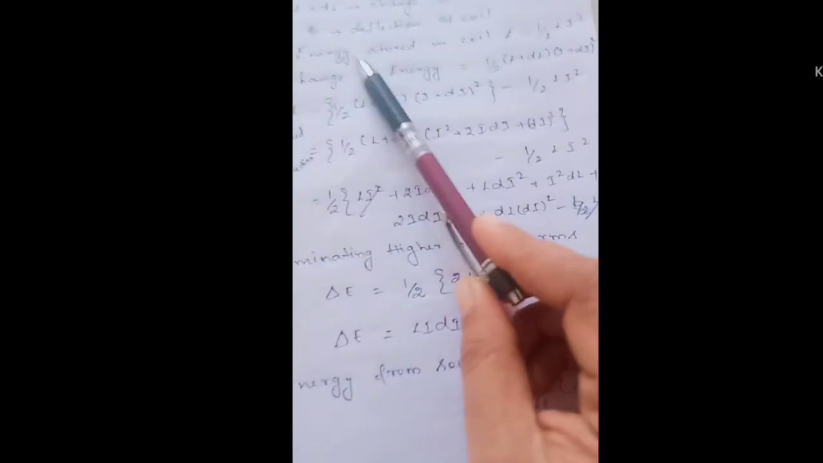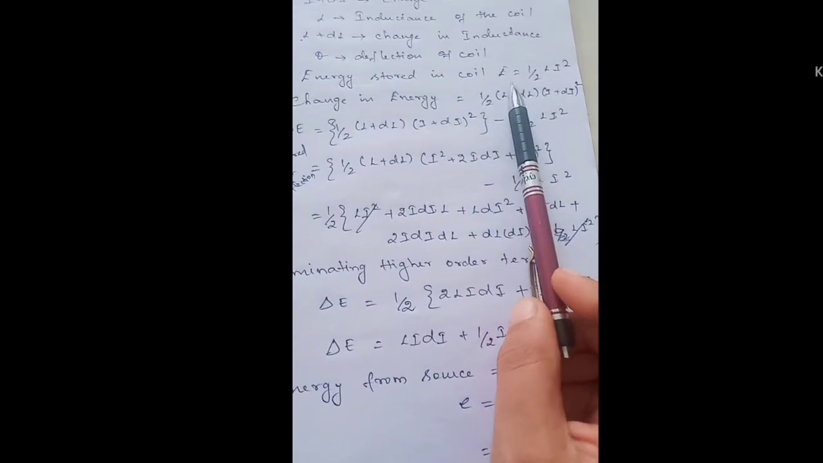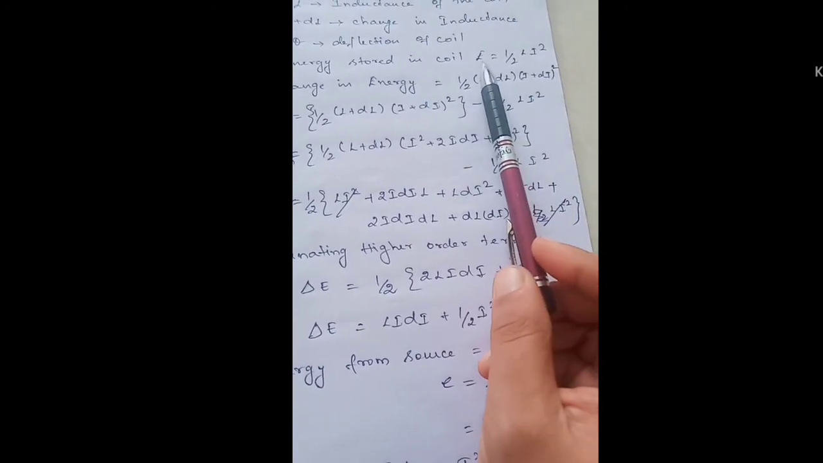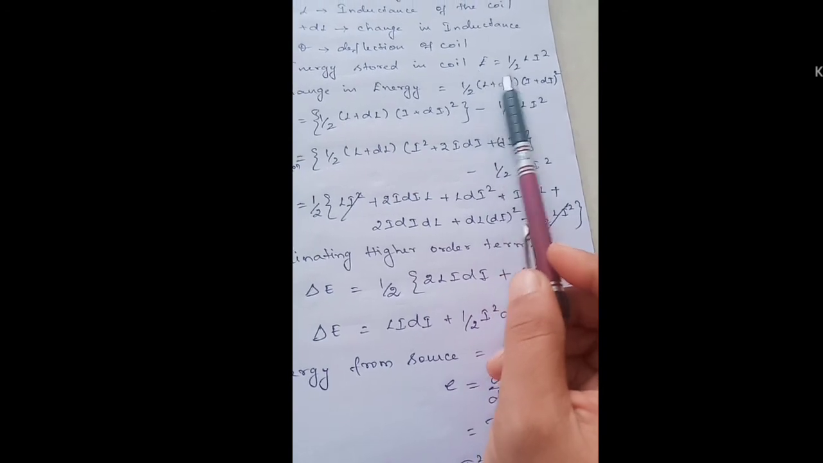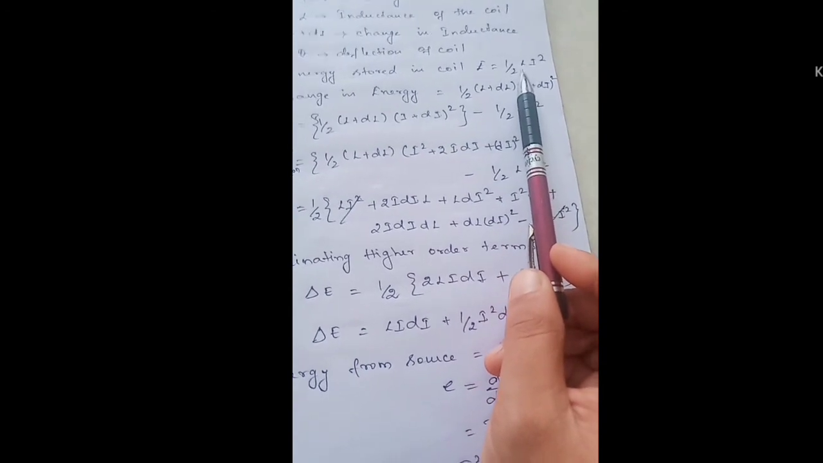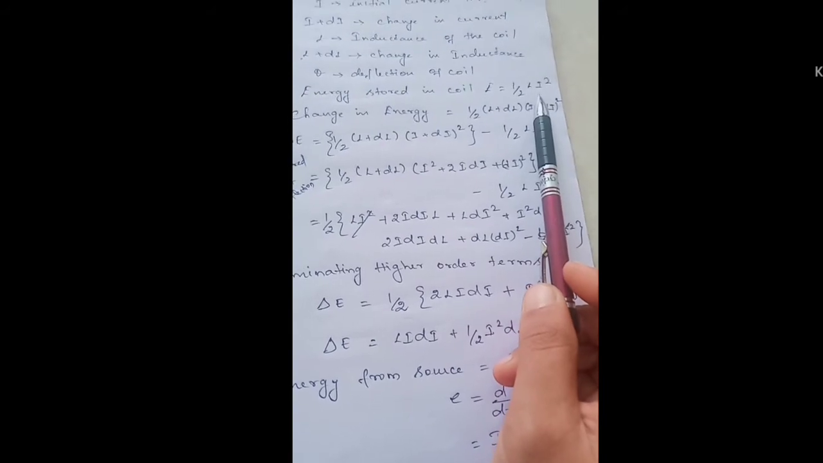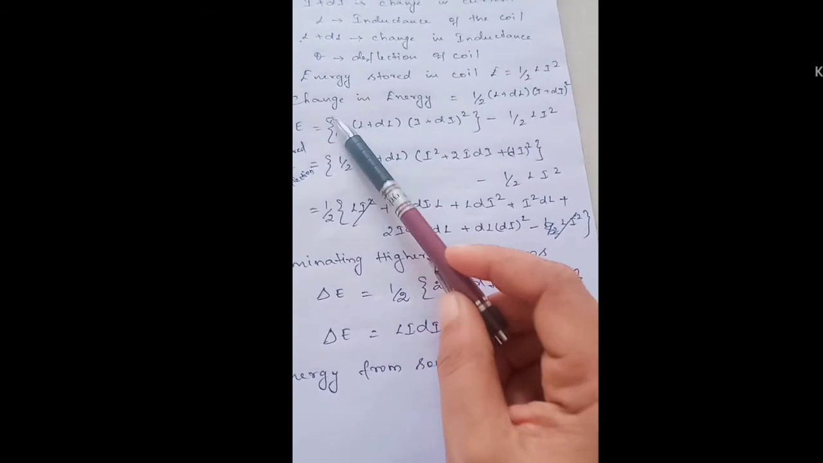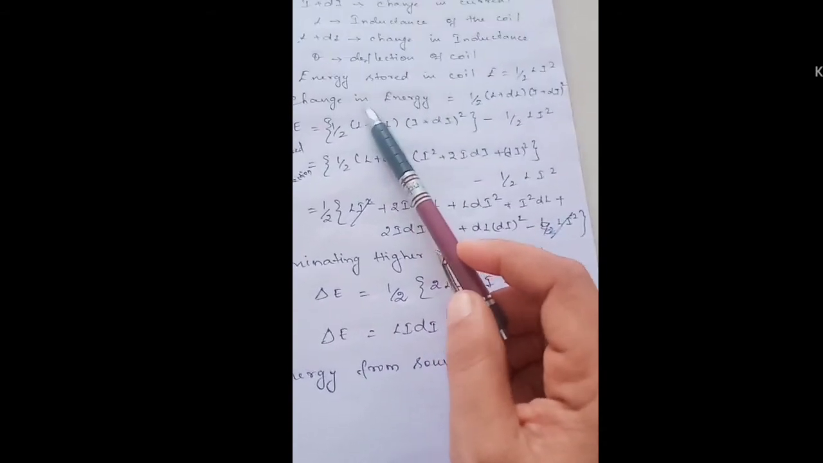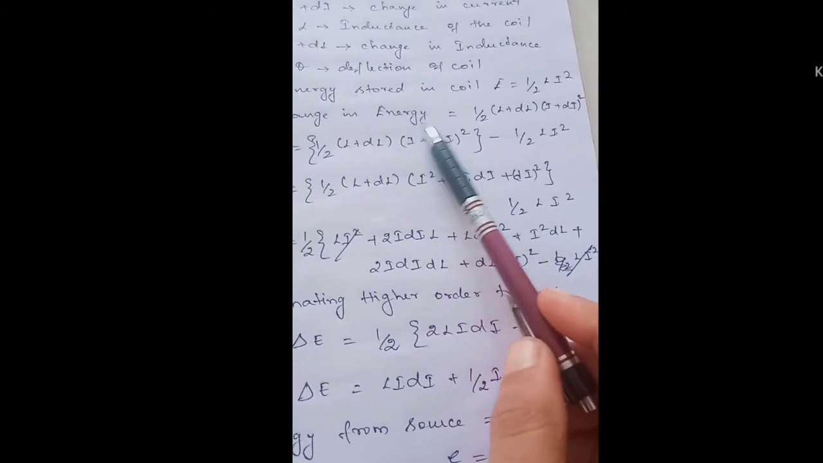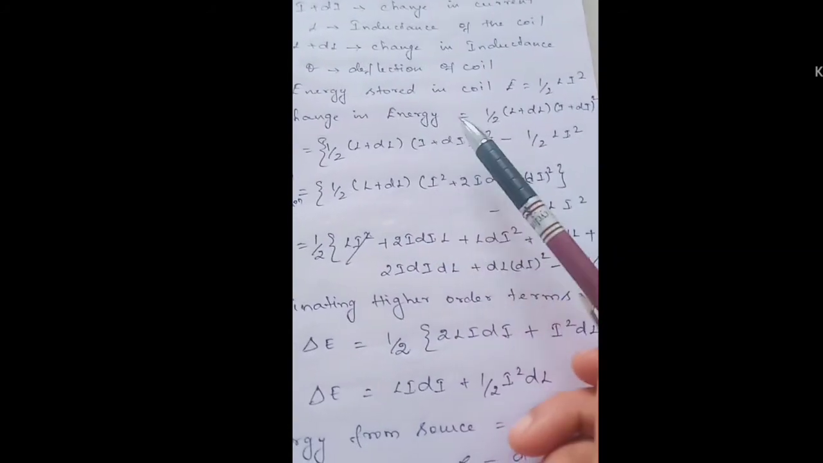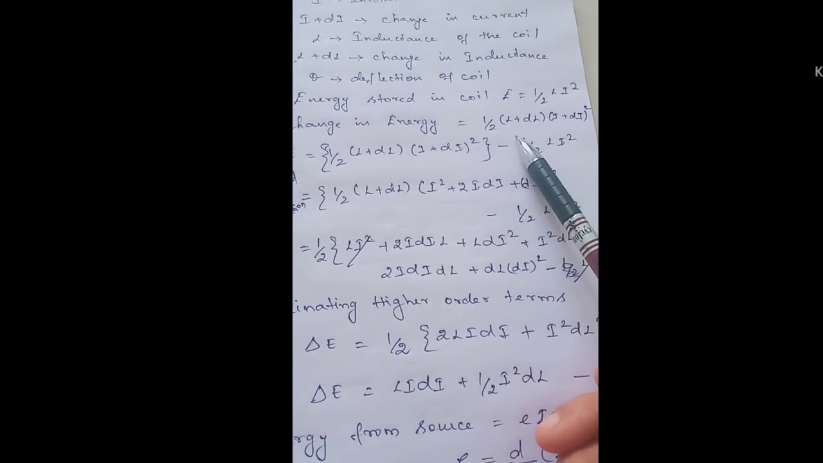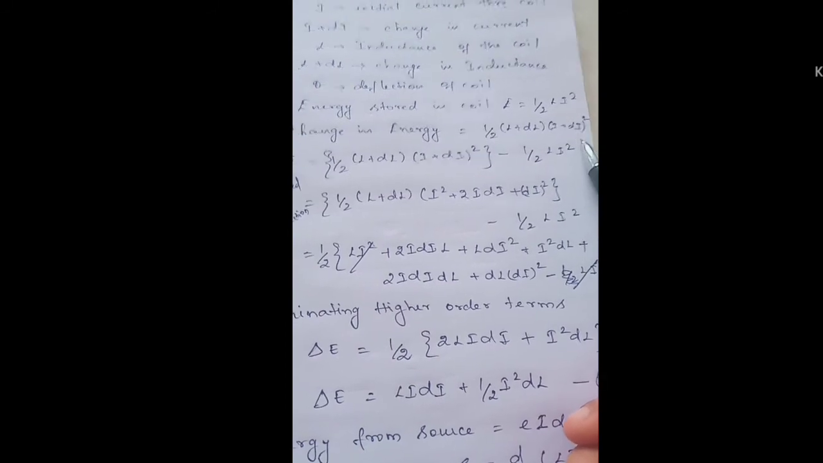So the energy stored in the coil we can represent as E equal to 1 by 2 L I square, where E is the energy stored in the inductor, L is the inductance of the coil, and I represents the current passing through the coil. Due to the flow of current in the coil, there occurs a change in the stored energy, and it can be represented as 1 by 2 into L plus dL into I plus dI the whole square.